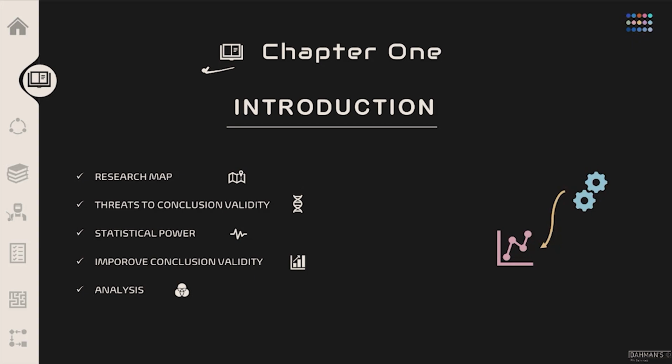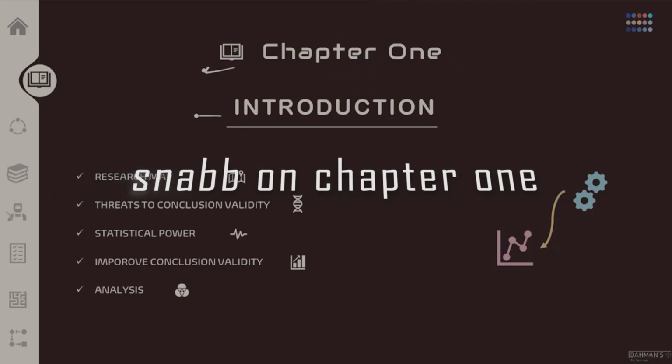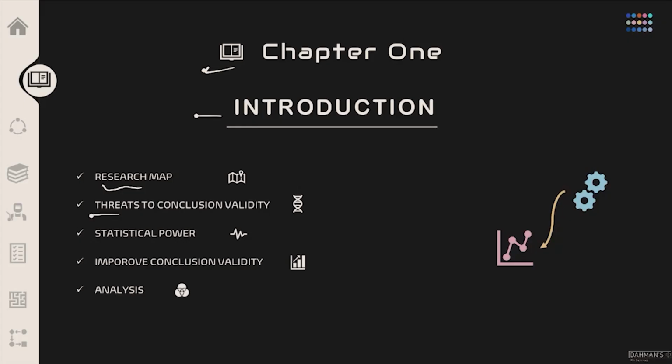So we are in chapter 1, introduction. In this chapter, we're going to have a discussion on a number of sections. First, we'll be looking at the research map, then followed by the subject of threats to conclusion validity, then statistical power, and improved conclusion of the subject.